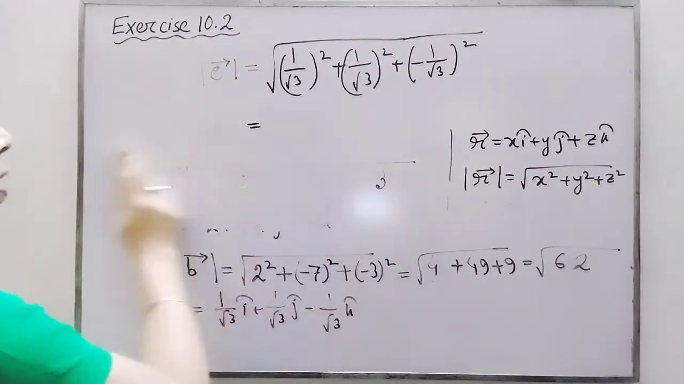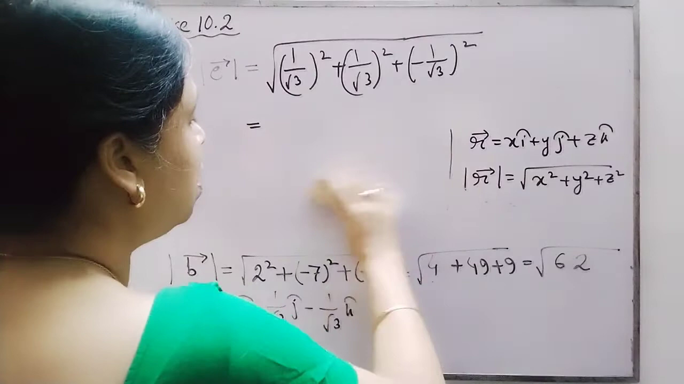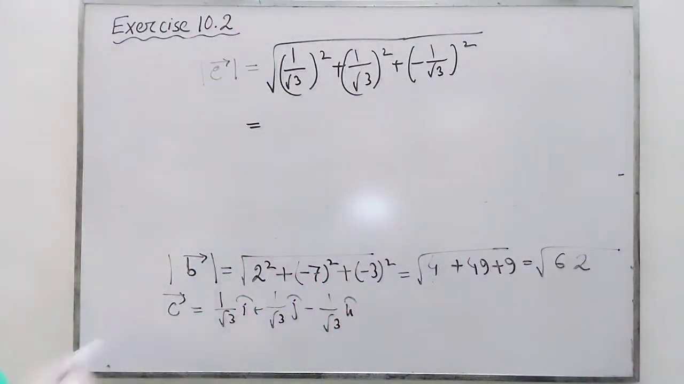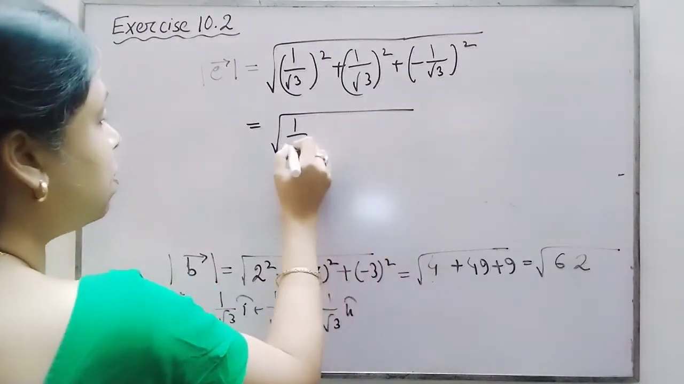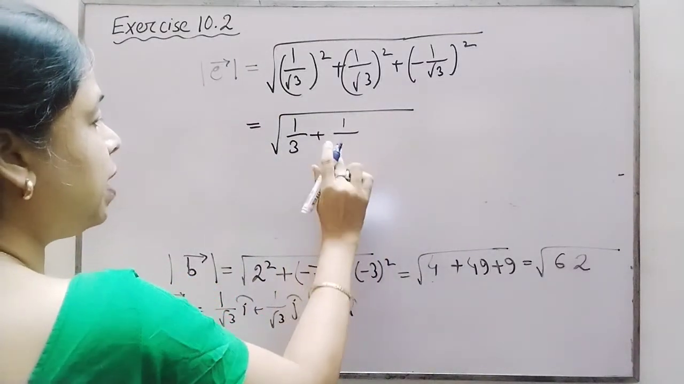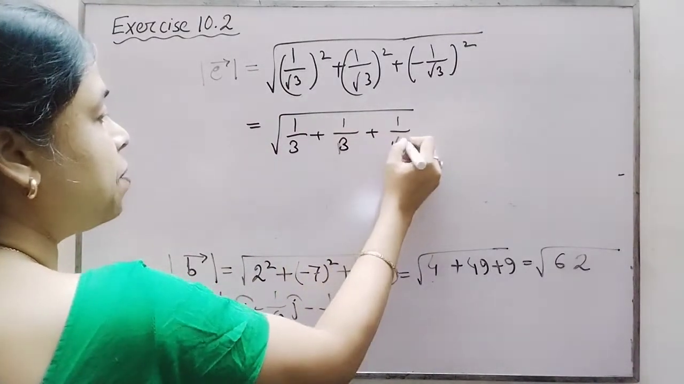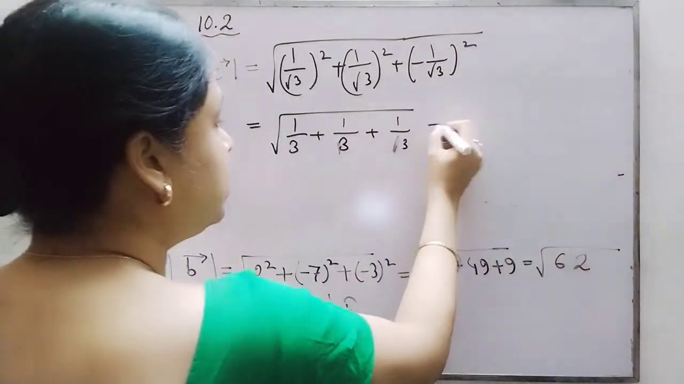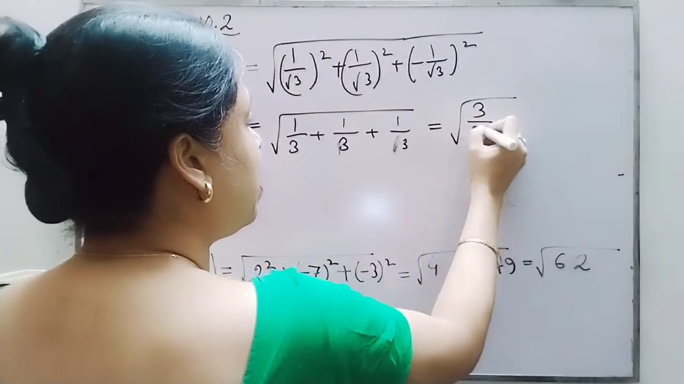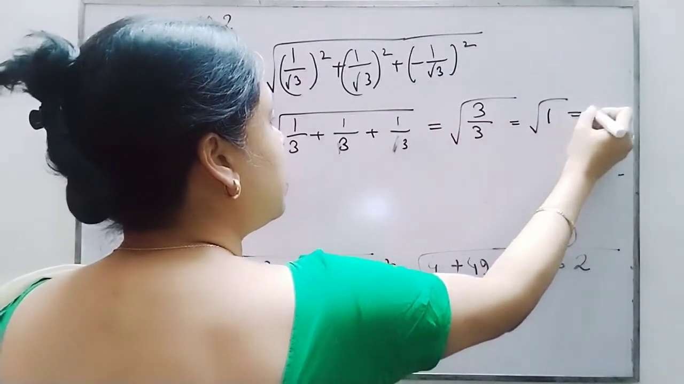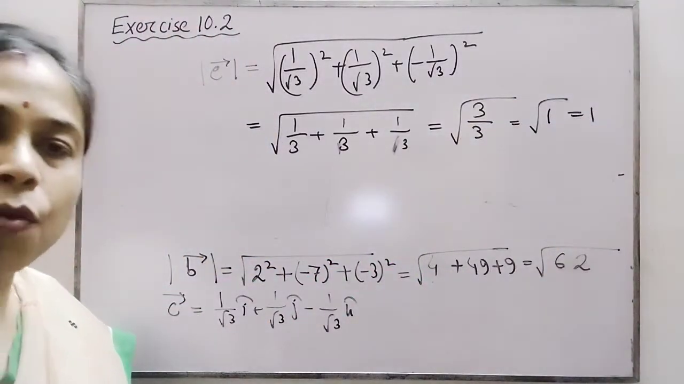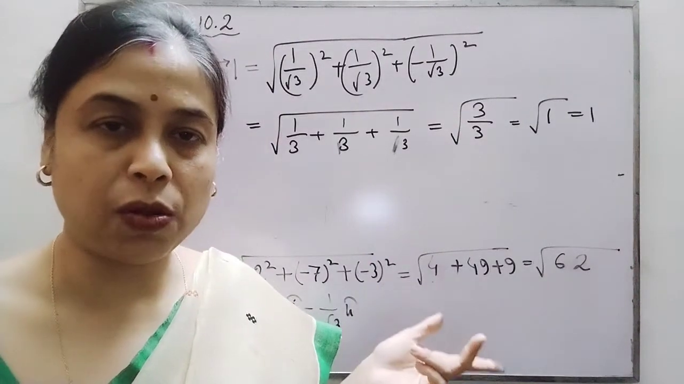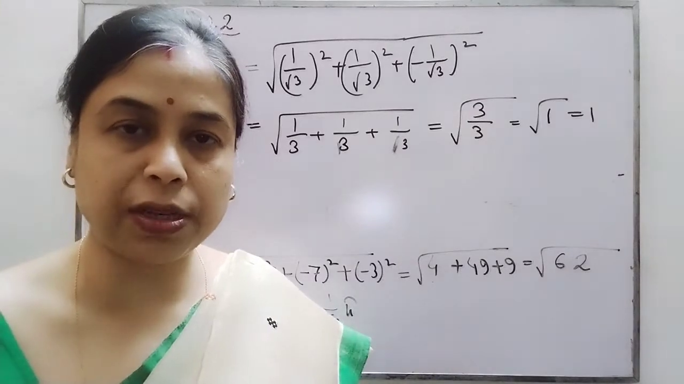1 by root 3 into 1 by root 3, that means root 3 into root 3 gives you 3. So it is equal to root over 1 by 3 plus 1 by 3 plus 1 by 3. Root 3 into root 3 gives you 3. Then this is equal to root over 3 by 3, which is root of 1, that is equal to 1. So we calculated the magnitude of the vector c bar also. Hope you understand how to do the calculation of magnitude.